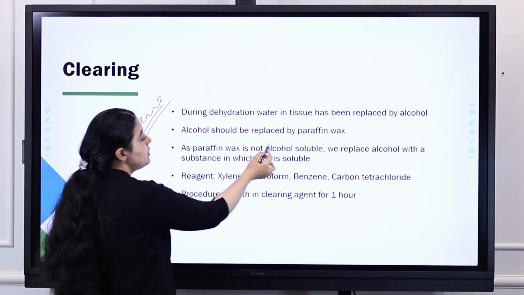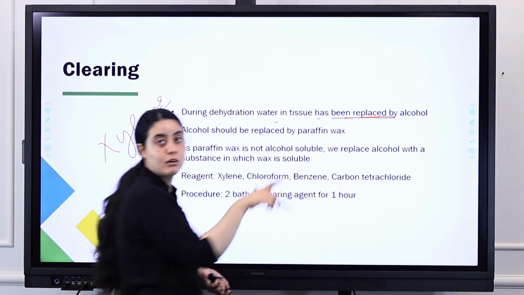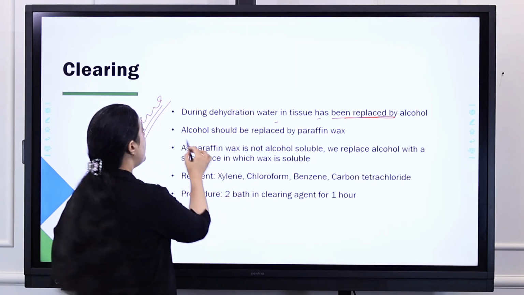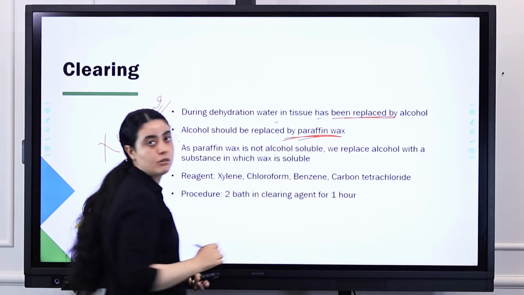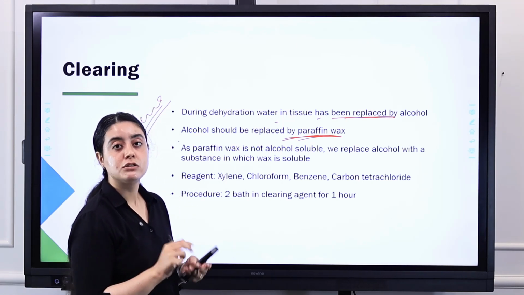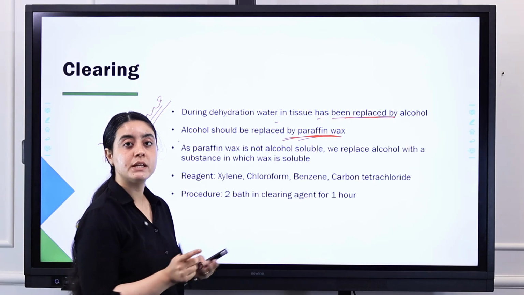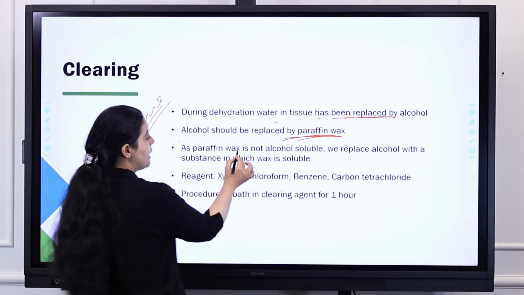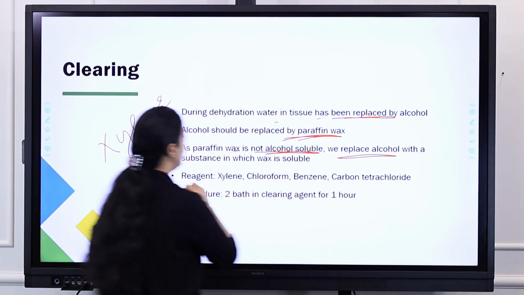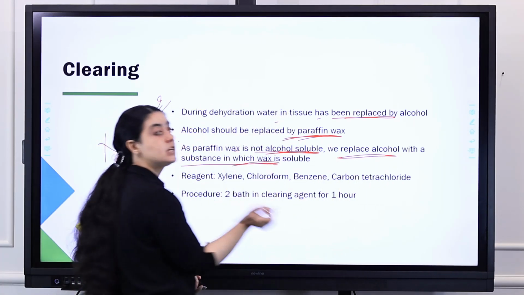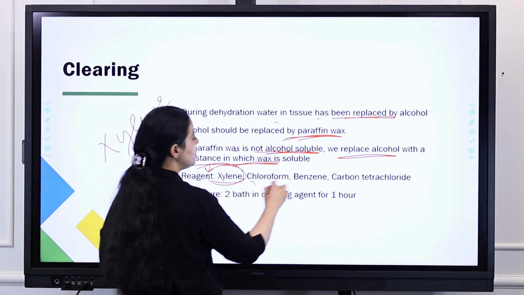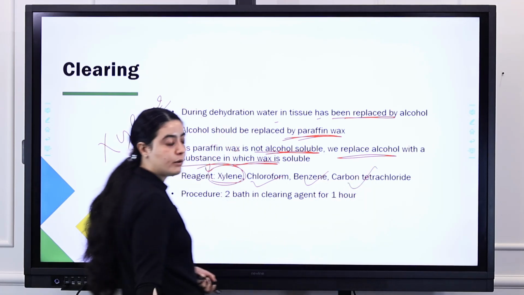During dehydration, water in the tissue has been replaced by alcohol, right? That's why we are doing the dehydration step. Now alcohol should be replaced by paraffin wax. Ultimately we have to fill the paraffin wax in the empty spaces, right? So we also have to replace this alcohol. As paraffin wax is not alcohol soluble, we replace alcohol with a substance in which wax is soluble, right? For that we have reagents like xylene, chloroform, benzene, or carbon tetrachloride.